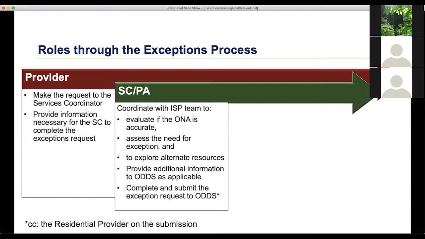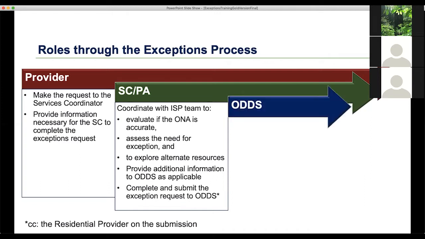So in most cases, submitting that form should be enough information for a decision to be made, but there's going to be those times, it's the exception to the exceptions, where perhaps there's going to be additional information, and we'll want to make sure that that services coordinator and personal agent is engaging with ODDS and getting that follow-up information.